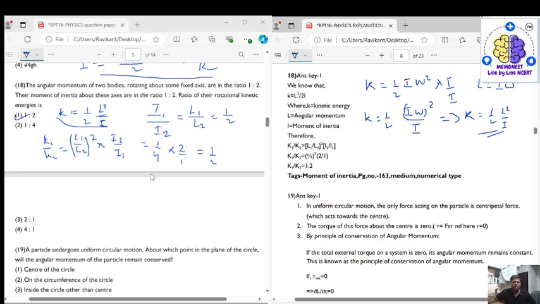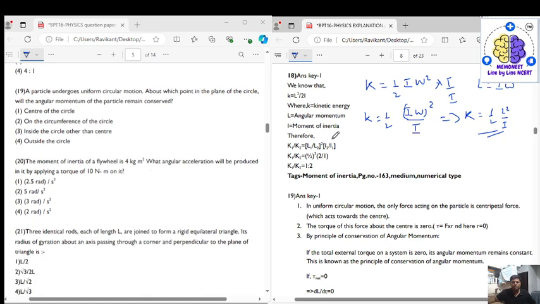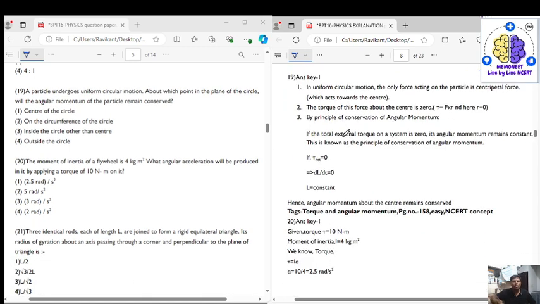Now let's see question number 19. Question number 19 is: a particle undergoes uniform circular motion. About which point in the plane of the circle will the angular momentum of the particle remain conserved? It's about the center. The correct answer is option 1. How? See, if this is the circle, the particle over here is under circular motion, and if this is the center, then this will be the radius, and the only force experienced by this particle will be centripetal force, which will be along this radius, right?